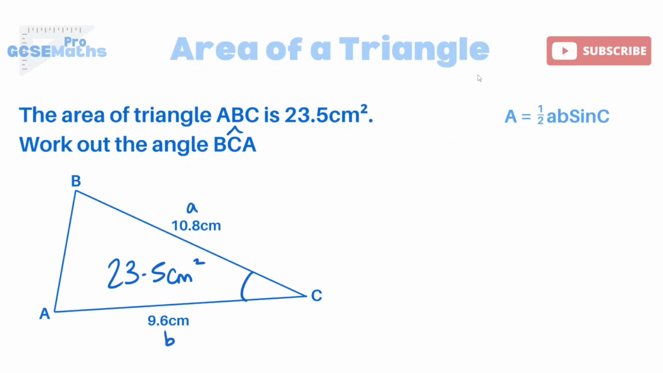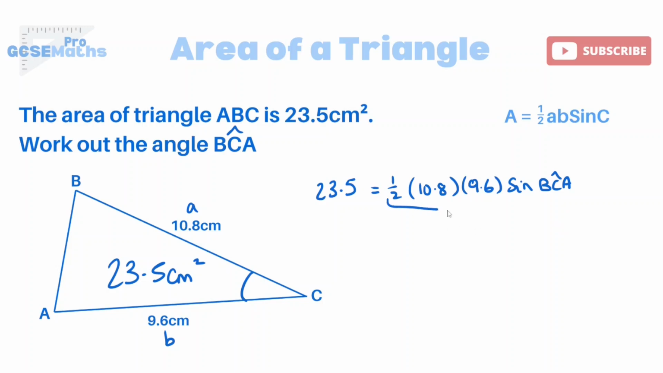So I'm going to set up my equation, but again, now I actually have the area, don't I? So instead of writing A, as in the area A, I can write down the number 23.5. Then I have half side A, which is 10.8, times side B, which is 9.6, times by sine of angle BCA, which I don't have. So always set up your equation, put it equal to the number they've given you. Now I actually just have to do some rearranging.